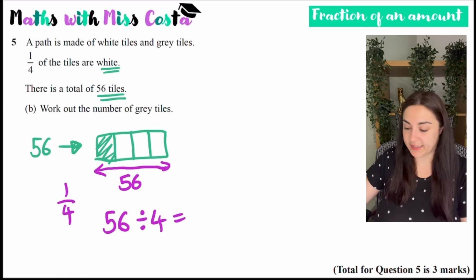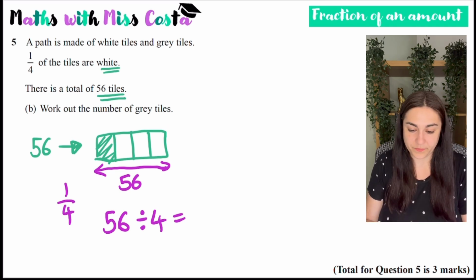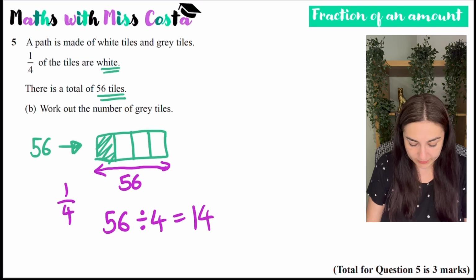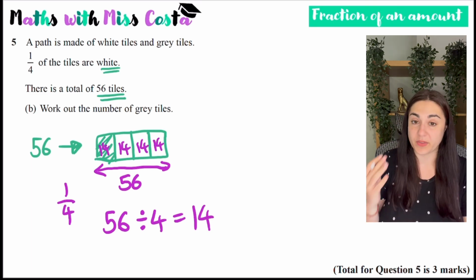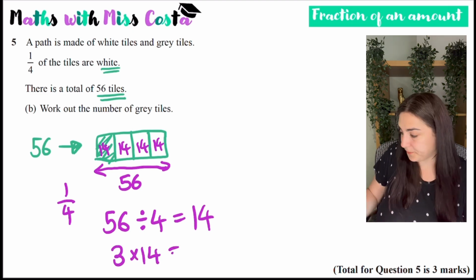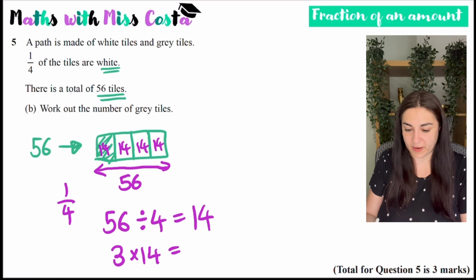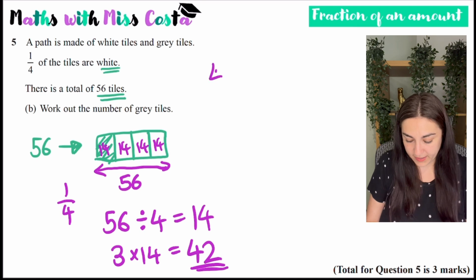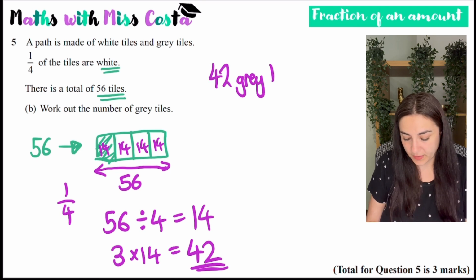So 56 divided by 4 is 14. So I know that one part is worth 14. Therefore, to work out what 3 parts are, I would do 3 times 14. 3 times 14 is 42. And to double check that I've done it right, 42 grey tiles.